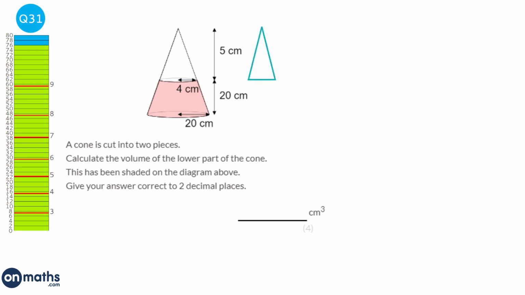So to find the shaded part of this diagram, we need to first of all work out the volume of the smaller cone, which is at the top. Then work out the volume of the larger cone, which is the whole cone shown, and then take them away from each other. So the radius for the smaller cone is 4 and the height is 5. And the radius for the larger cone is 20 and the height is the 20 plus the 5, so it would be 25. So I'm just going to label them A and B.